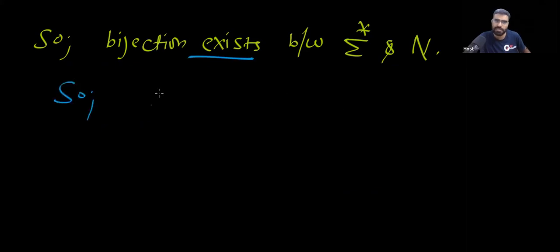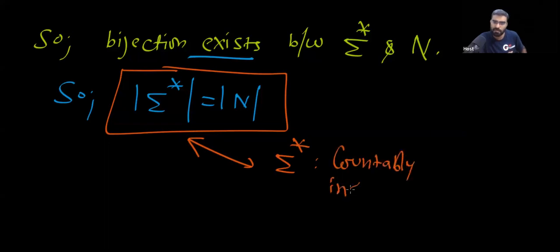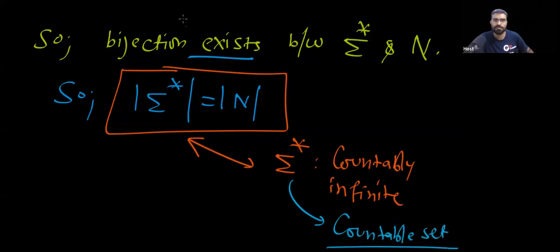So tell me what I can say. I can say the size of sigma star is the same as the size of N. Their cardinality is the same. And what does that mean? That means sigma star is countably infinite. Or in simple words, because it is countably infinite, it is countable also. So this sigma star is a countable set.